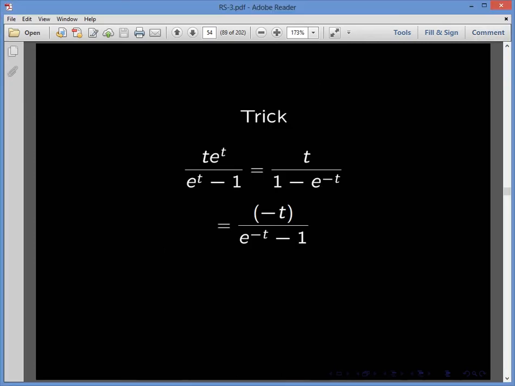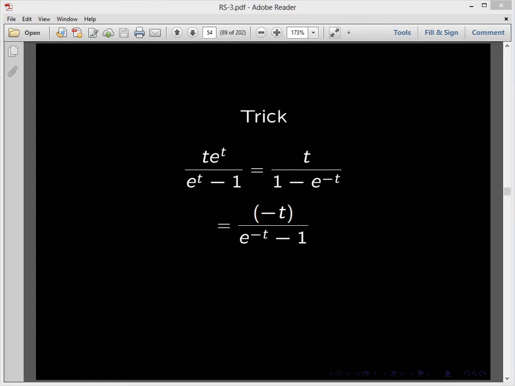Remember, the function we had is not t over e to the t minus 1. There's e to the t times the t. Here's a really neat trick that connects the first Bernoulli number and second Bernoulli number. I divide the numerator and denominator by e to the t, then we enter e to the negative t. That cancels like that. Swap it around and put in the negative. We enter the form of u divided by e to the u minus 1 again. So that's exactly what we had before, with a negative in there.